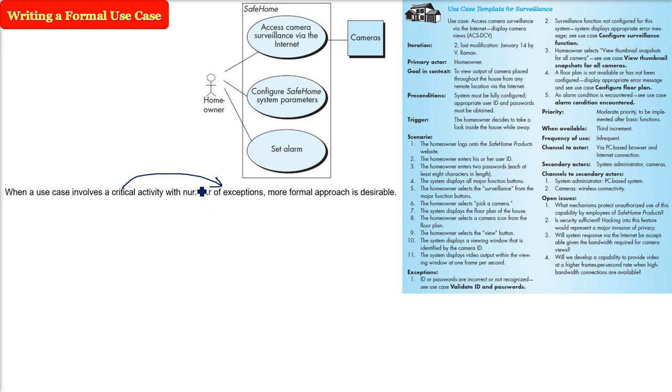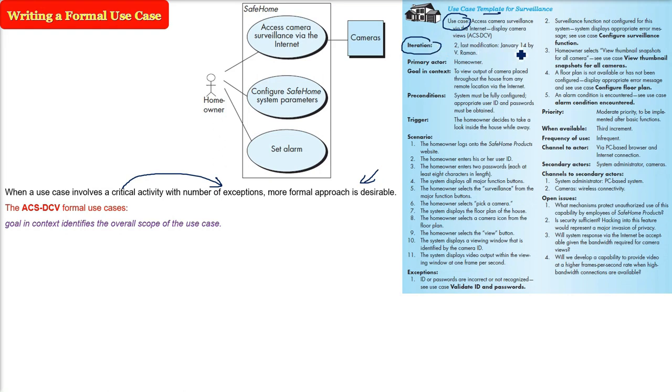We have to write. You cannot just narrate and write certain things. You have to use a formal approach, and it is always better. You have to use a use case template and write a formal use case. So the ACS DCV function, the formal use case, will be written like this. You will write a use case. You will write also the iteration.